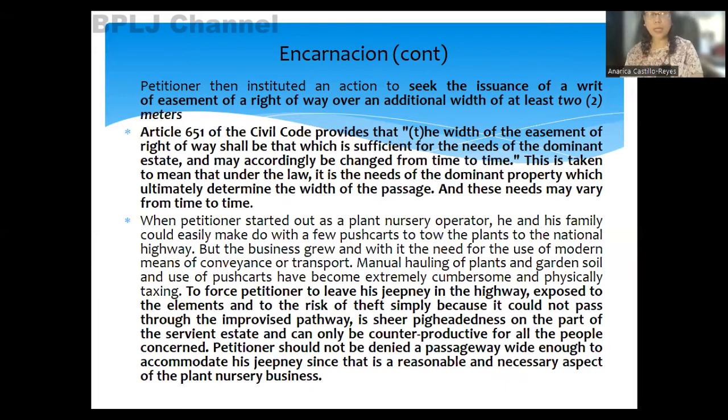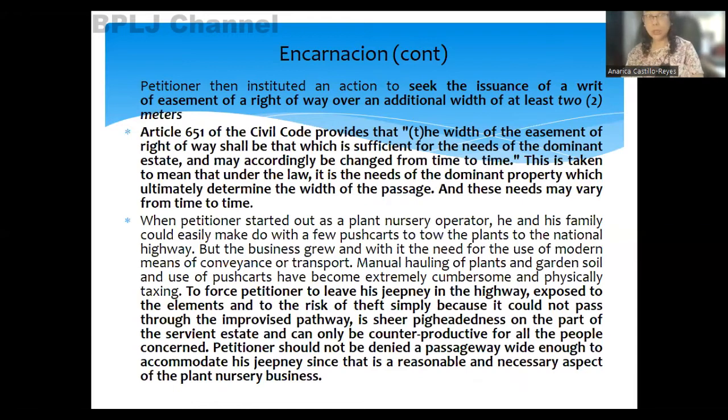Okay? Article 651 provides that the width of the easement shall be that which is sufficient for the needs of the dominant estate. This is taken to mean that under the law, it is the needs of the dominant property which ultimately determine the width of the passage, and these needs may vary from time to time.